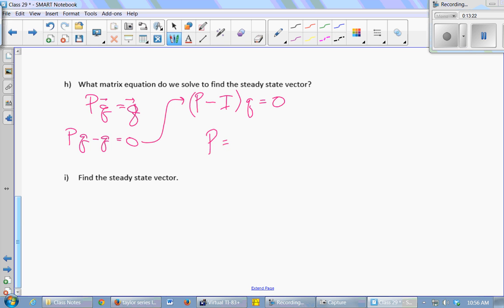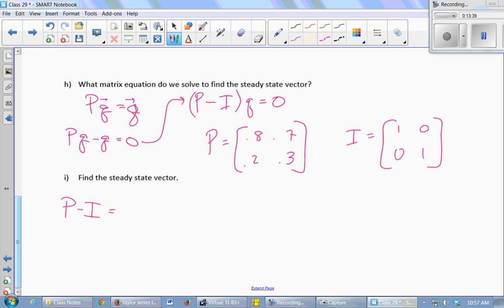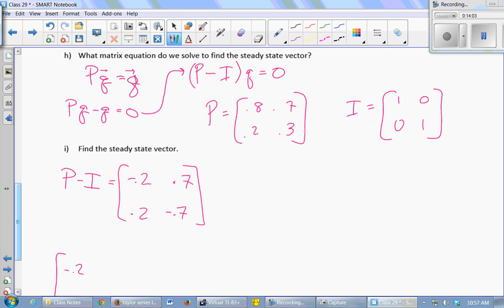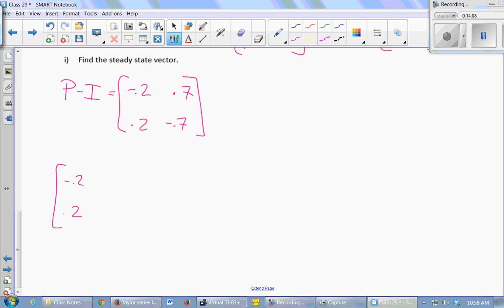Okay, so P is 0.8, 0.7, 0.2, 0.3, right? And the identity matrix is 1, 0, 0, 1 in a 2 by 2. So if I subtract them, P minus I is negative 0.2, 0.7, 0.2, negative 0.7, right? You just subtract corresponding entries. So I need to solve this P minus I times some unknown vector Q, which would have entries Q1, Q2, equals 0, 0.